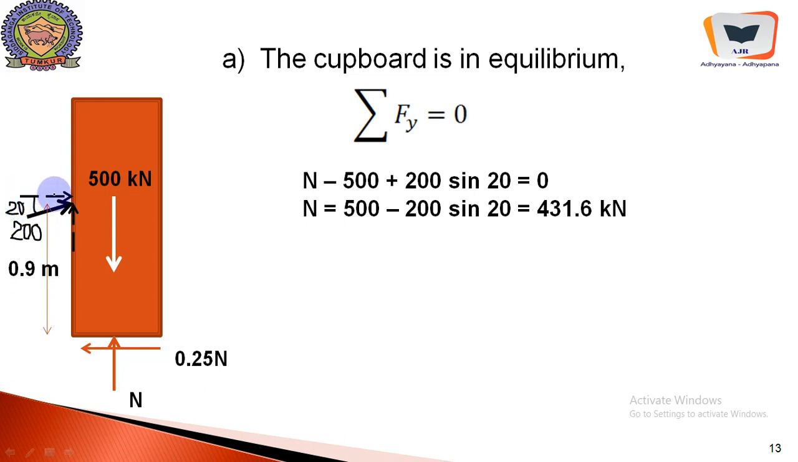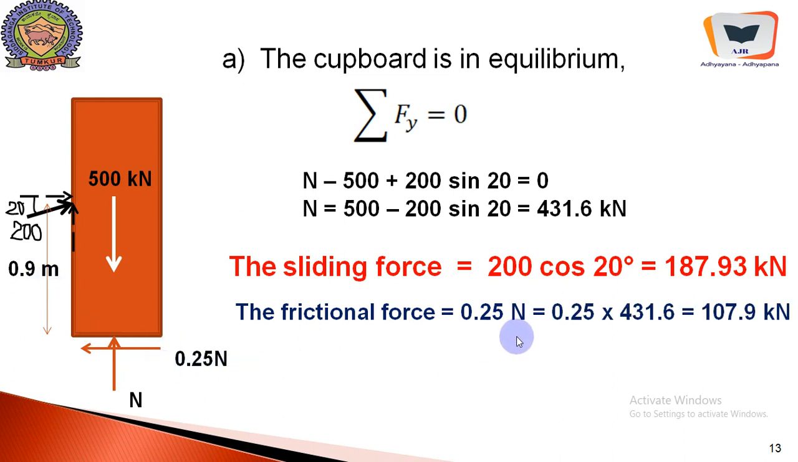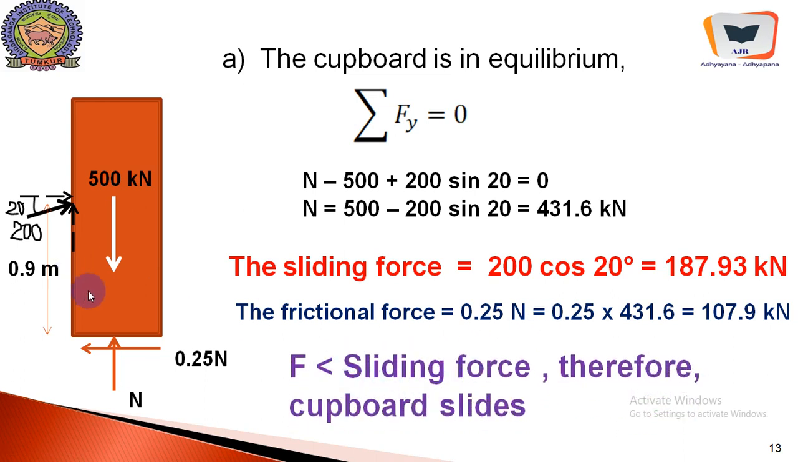Then this force is 200 sin 20, and this is 200 cos 20. Now the sliding force will be equal to 200 cos 20, 187.93 kilonewton. The frictional force that is developed over here is equal to 0.25 N. So 0.25 times 431.6 is 107.9, and the sliding force is 187.93.